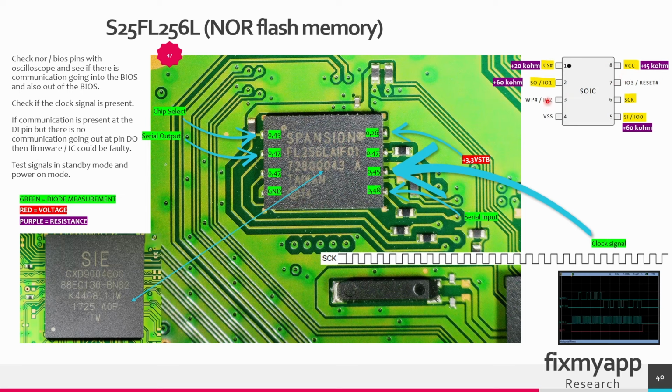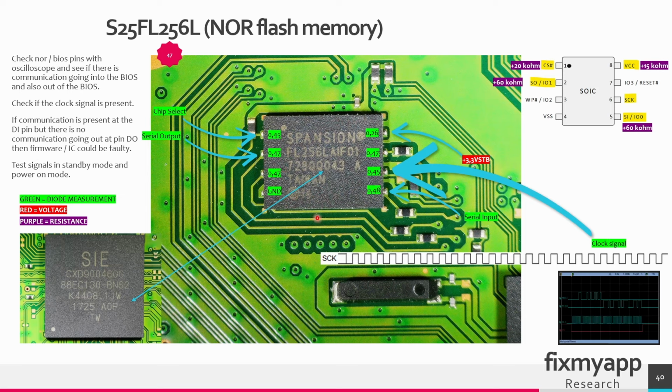This is the pin out of this NOR IC. The first pin is chip select. Then we have serial output. Serial input is on pin 5. Then we have the clock signal that will go to pin 6. This is the power supply. This is write protection and this is ground.